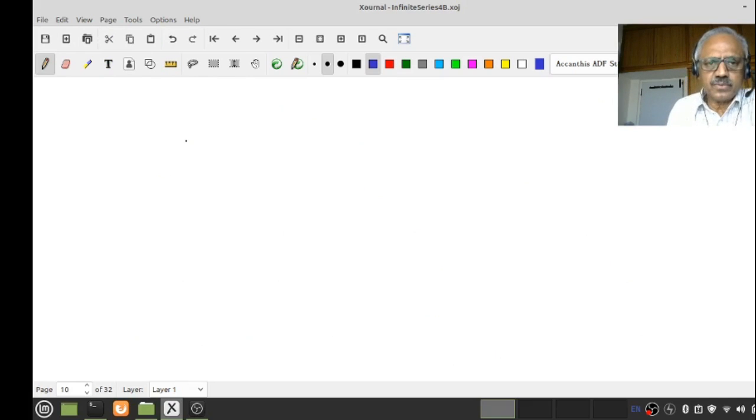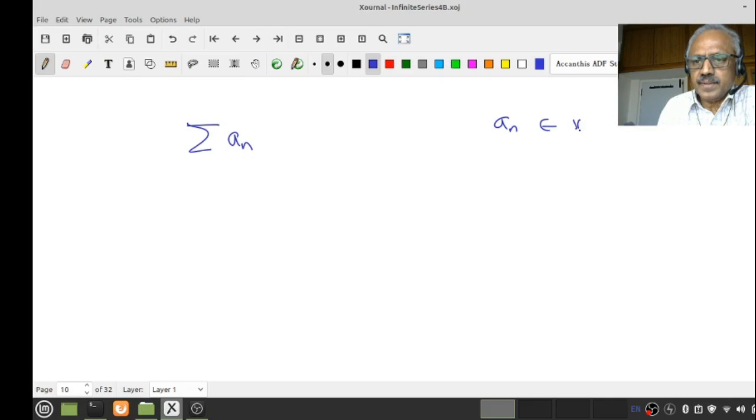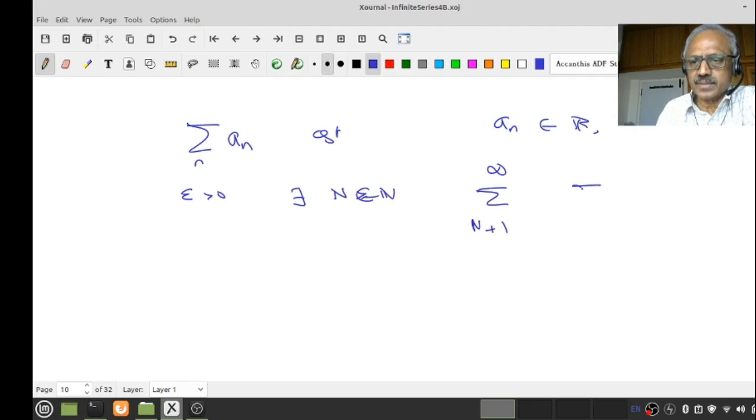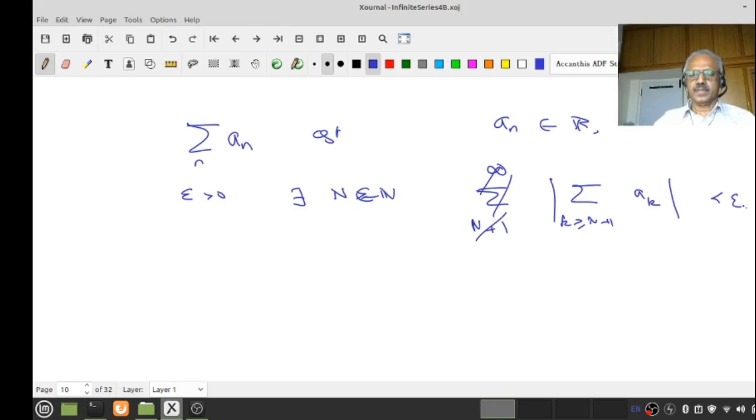There is a next thing one usually sees in infinite series, something like summation a_n. Now the a_n's are any real numbers or complex numbers. Assume this is convergent and let epsilon be given, then there exists an N in the naturals such that the sum from n plus 1 to infinity, this is the way they usually write, is the same as saying the modulus of the sum over k greater than or equal to n plus 1 of a_k is less than epsilon. Okay, a very naive proof of this will be like this.